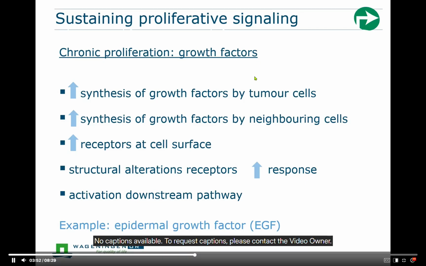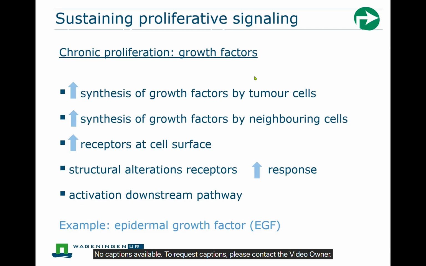And in this context, you have to think about the tumor microenvironment that we have discussed before. It is also possible that not the production of growth factors, but the production of the receptors at the cell surface increase. And this can also lead to an increase in proliferation. Besides that, it is also possible that the cancer cell induces changes in the structure of the receptor, meaning that there is an increased response, and that is, for example, seen in a structural change in which the receptor is always active.